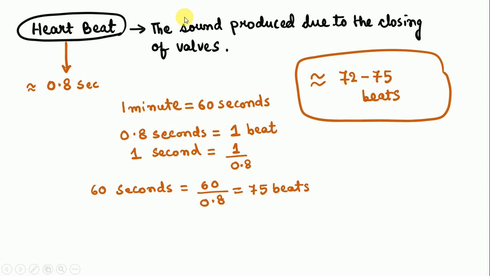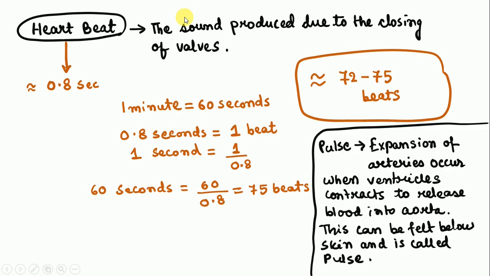This is the normal heart rate of a human being. Now it can vary from person to person, but this is the average heart rate of a human being. Now as the heart pumps the blood, there is an expansion of arteries, which occurs when ventricles contract to release the blood into the aorta. This expansion can be felt below the skin, and this is called pulse. So whenever we measure the pulse, it is equivalent to our heartbeats.